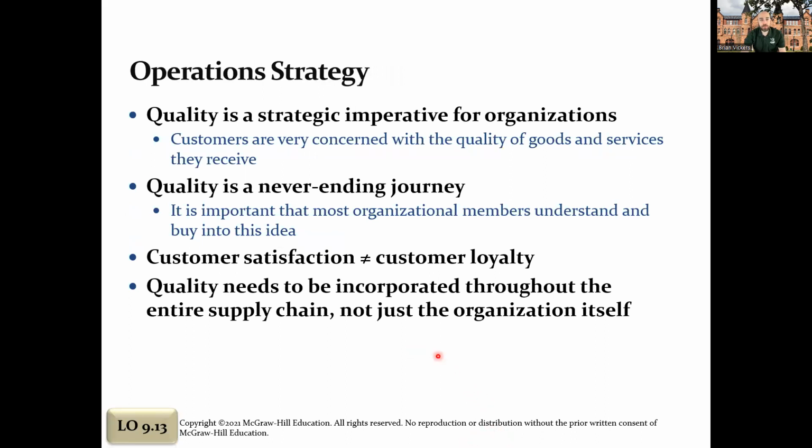And then to summarize the chapter, quality is imperative for organizations at a strategic level. It's a never-ending journey. Just because a customer is satisfied doesn't mean they'll be loyal. I'm happy with it, but I'm not thrilled, right? Satisfaction isn't exceeding their expectations. And it needs to be incorporated not just between your organization and the departments in your organization, but everything up and down the supply chain needs to be invested in quality.